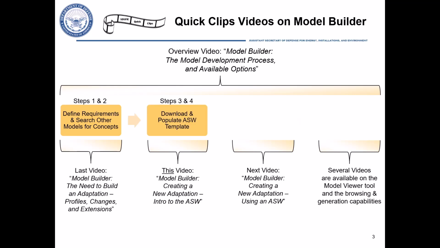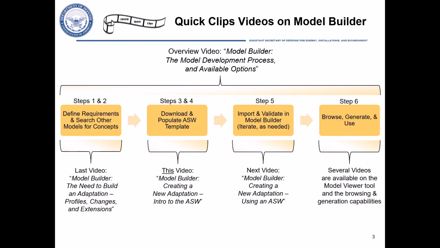In this video, we will go to the SDSFIE portal, start the Model Builder tool, download the ASW, and examine its different worksheets and populate them relative to the change decisions. In the next video, we will import the ASW to Model Builder, run validation, identify and fix errors in the ASW, and create the new model in the portal registry. There are several videos that address the browse and generate functions of Model Viewer used in Step 6.